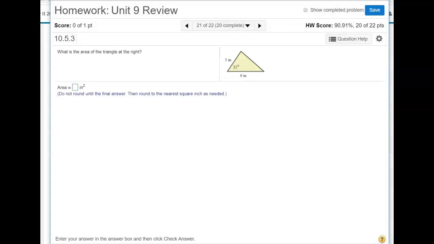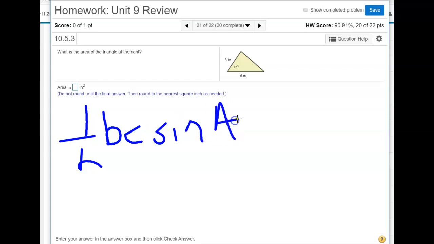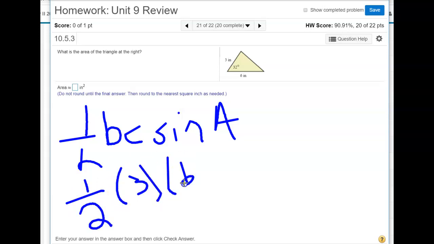All right, last two. What is the area? If you look at your formula for area of a triangle, we've got 2 formulas we discussed earlier. 1/2 base times height. I do have the base, I don't have the height, so we could use that second formula, 1/2 BC times the sine of A. B and C are any 2 sides, so I've got a side of 3, a side of 6, and the angle in between them is 32 degrees.